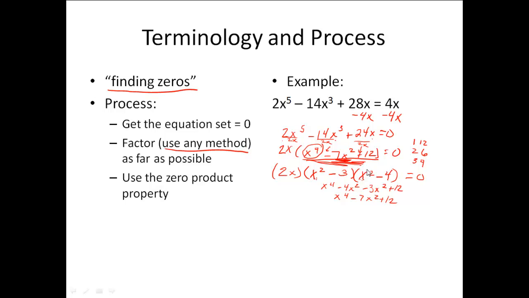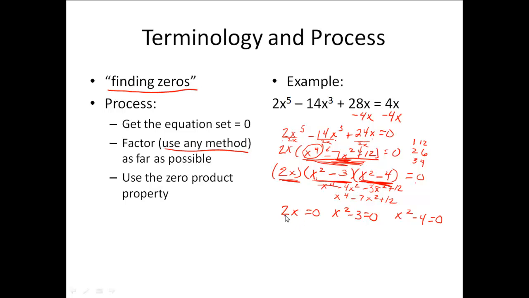Even though this x squared minus 4 does follow a difference of 2 squares, I can stop factoring because each of my quantities only has x in one spot. That means I'm safe to do algebra now. So I'm going to go ahead and set 2x equal to 0. I'm going to set the x squared minus 3 equal to 0. And I'm going to set the x squared minus 4 equal to 0. This is my zero product property. One of these values has to be equal to 0.